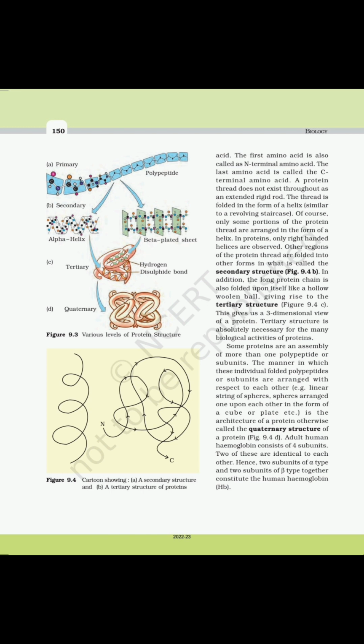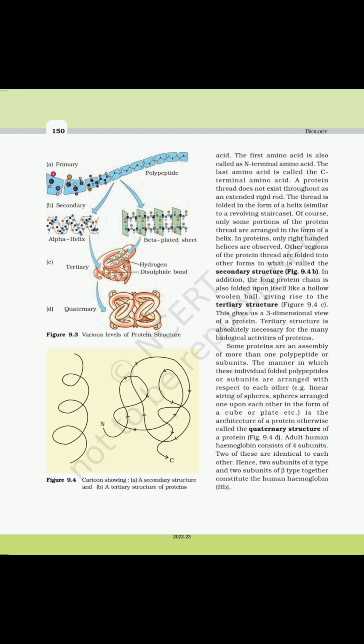A protein thread does not exist throughout as an extended rigid rod. The thread is folded in the form of a helix, similar to a revolving staircase. Of course, only some portions of the protein thread are arranged in the form of a helix. In proteins, only right-handed helices are observed. Other regions of the protein thread are folded into other forms in what is called the secondary structure, Fig. 9.4b.